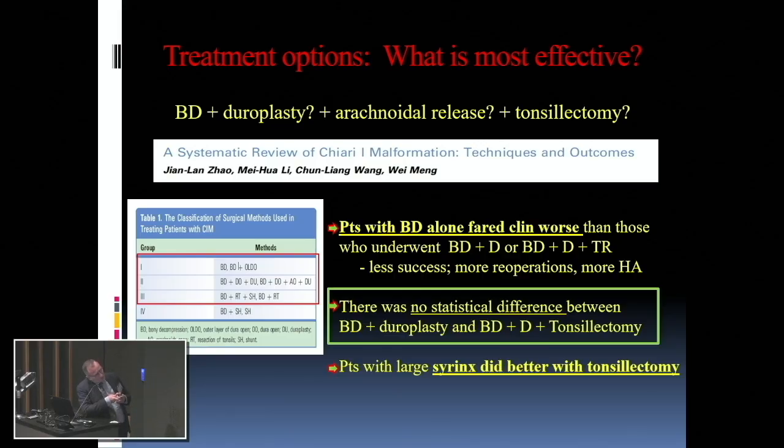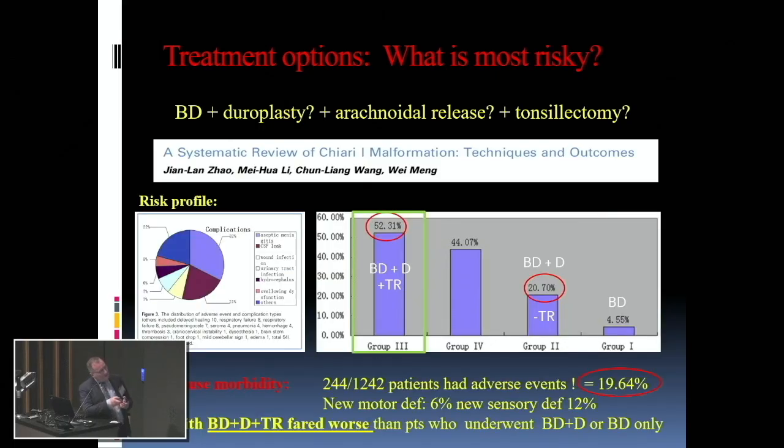And then there was no real statistical difference between doing the duraplasty and taking the tonsil out, yes or no, in terms of neurological recovery. But patients with large syrinx had a more profound reduction in the size of the cavity in the spinal cord if you did take the tonsil out. So there must be some flow dynamics that change when you decrease the size of the syrinx.